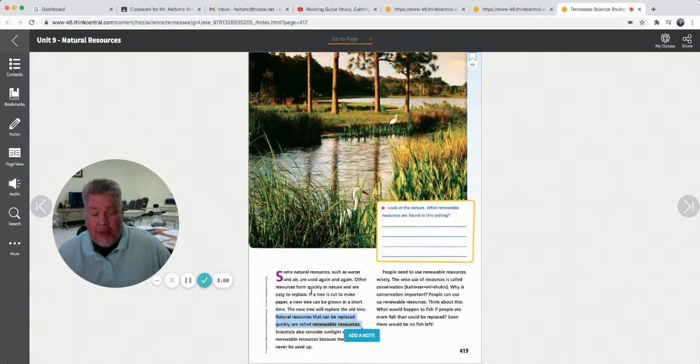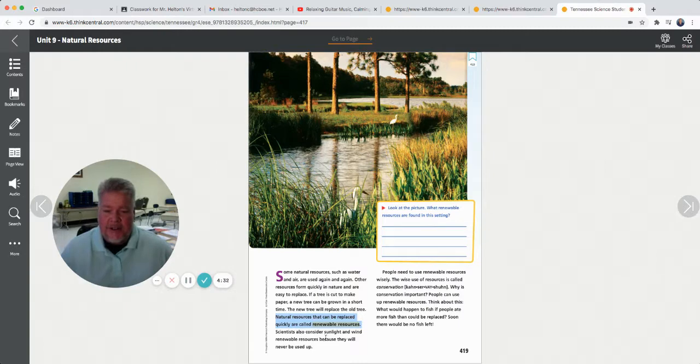So anything that we can replace, and I know a tree doesn't just grow overnight, but you can replace it, and in a few years, you'll have another big tree there. Water goes through the water cycle, right? It evaporates, then condenses, and then precipitates, and comes back into water. Water's a renewable resource. We've got to make sure we keep it clean, though, don't we? Air is going to be there. If air just ever disappeared, we'd be in trouble, wouldn't we? All those things are renewable resources.